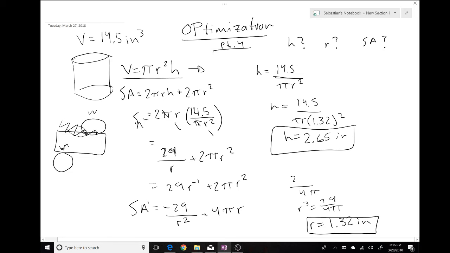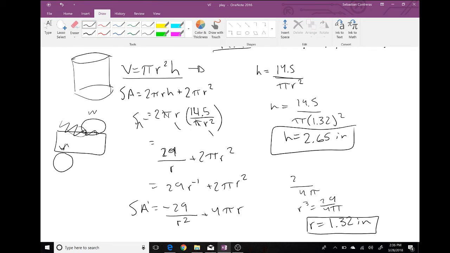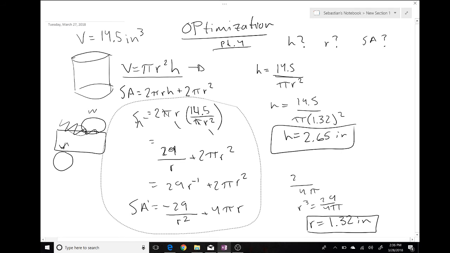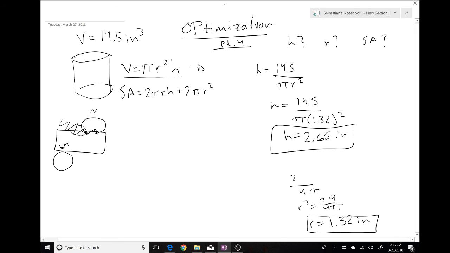And finally, the final step will be figuring out your surface area, which includes plugging your height and your radius into your surface area equation. So we're going to clear up a bit of space, and now that leaves room to solve it.